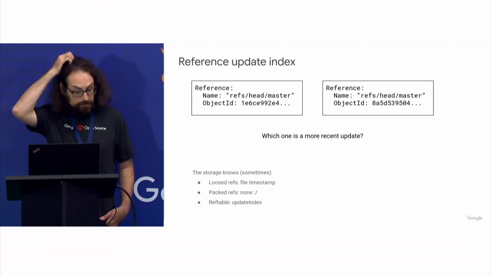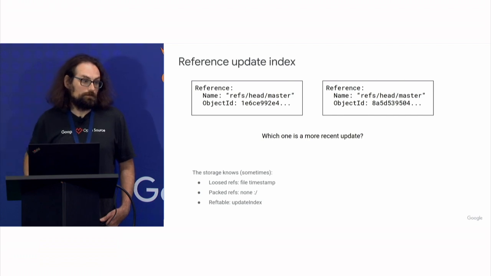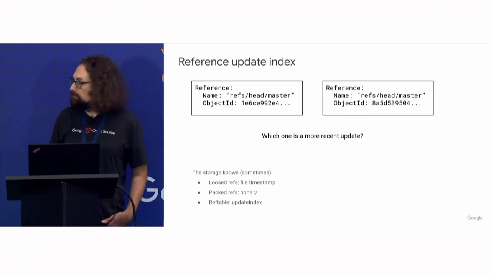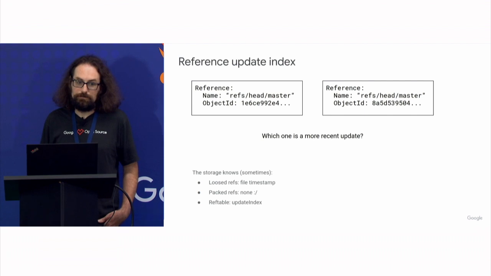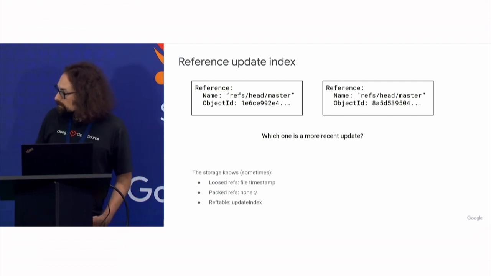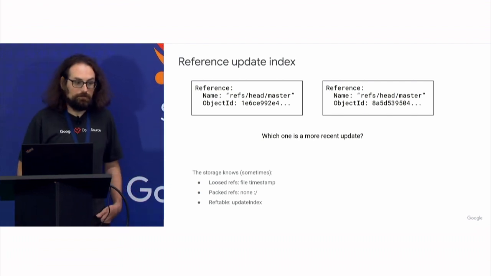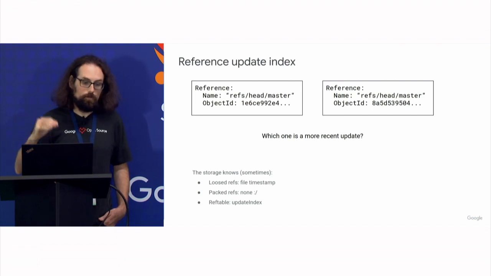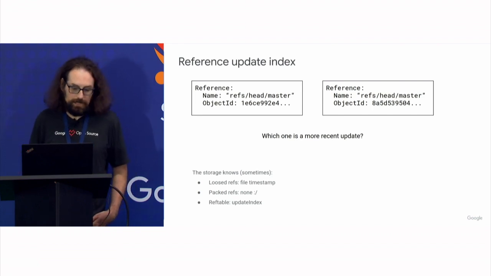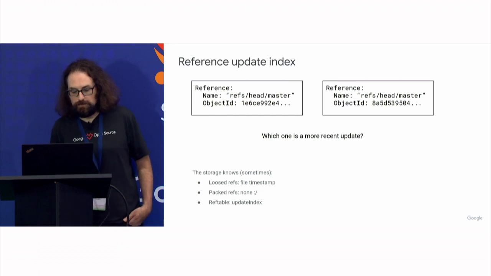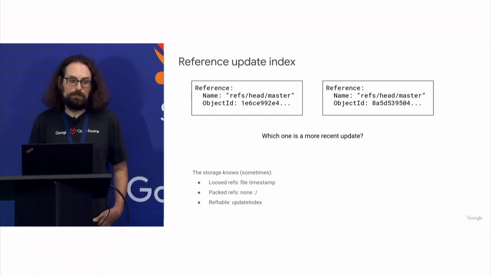And actually the storage knows it, because if you have the things stored in loose refs inside Git, then at least those refs have a file timestamp. When we use a ref table implementation, the ref table also has some idea of ordering or counting that is called the update index. If you store the things in packed refs, then there is nothing.